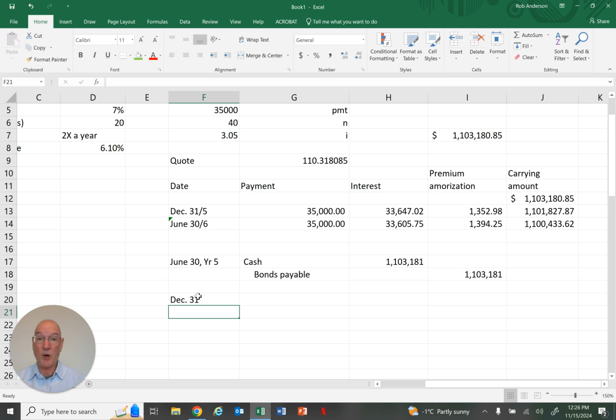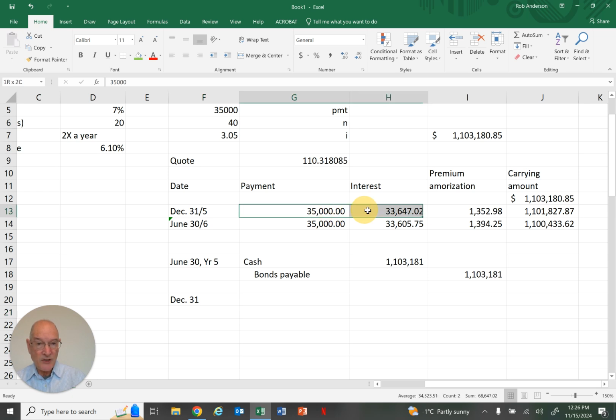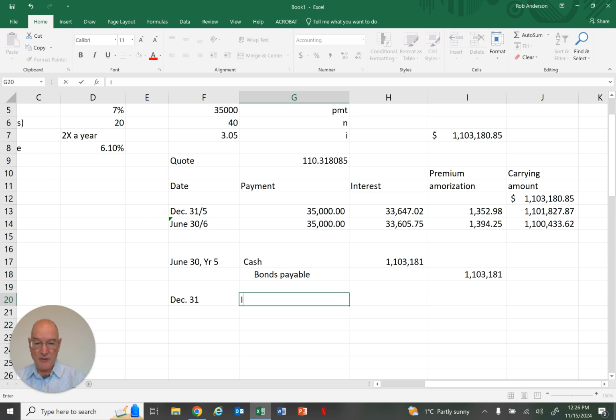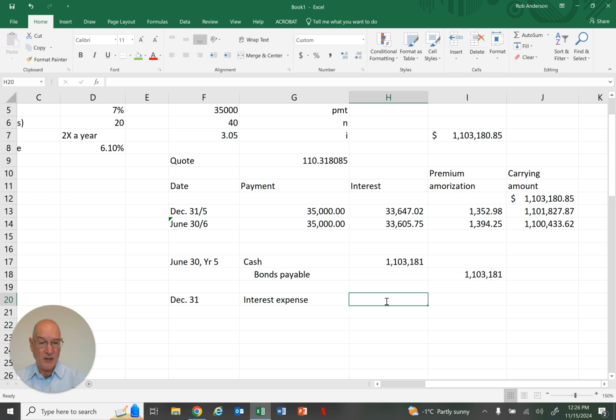The great thing about doing a bond amortization table is that we've already got all our numbers. All we need to do is use these numbers in our journal entry. And remember, debits have to equal credits. Note that these two numbers added up to the $35,000 payment. So our first debit is interest expense, and the amount is right here.